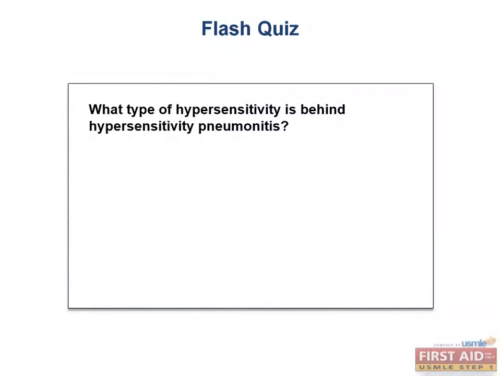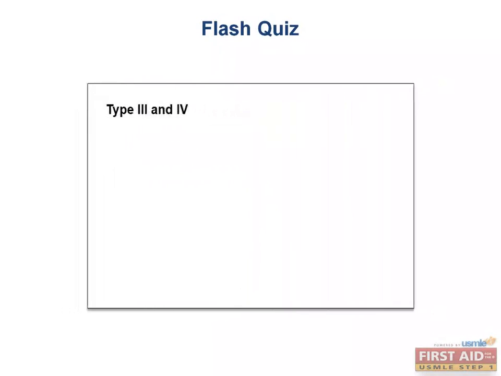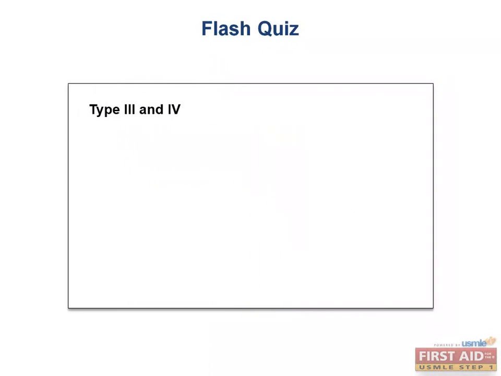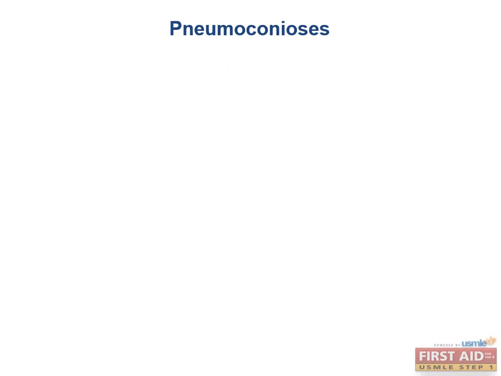Let's do a flash quiz. What type of hypersensitivity is behind hypersensitivity pneumonitis? Type 3 and Type 4 hypersensitivity. The pneumoconioses are high yield and likely to show up on your boards, so watch out. These pathologic states involve alterations to the normal lung parenchyma as a result of exposure in response to foreign substances, such as coal, silica, and asbestos.